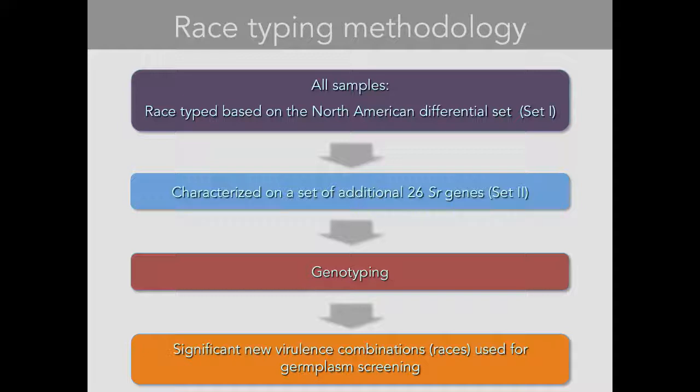Once we characterize the races, we hand them to Les Szabo. When they get to his lab, they perform different genotyping assays. And finally, whenever significant new virulence combinations or races are identified, we incorporate them into our routine screening. This screening does not only include the North American winter and spring wheat nurseries, it also includes the international nurseries mostly coming from CIMMYT, and also nurseries coming from the countries where the races we are evaluating are relevant.